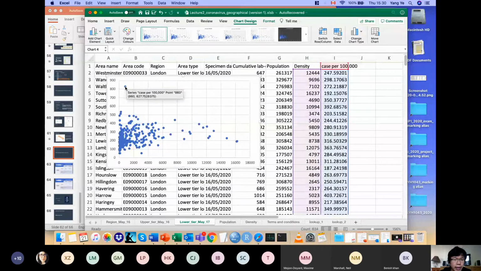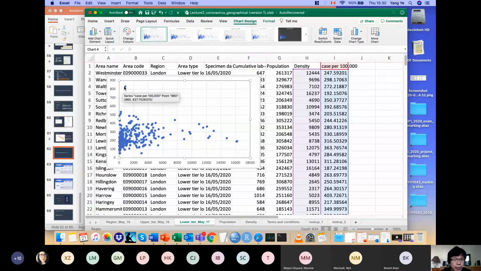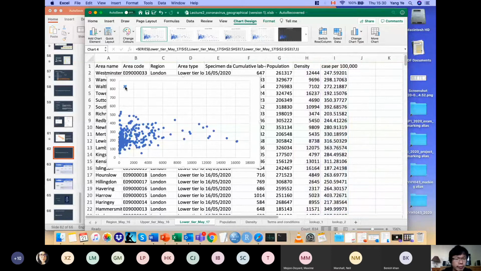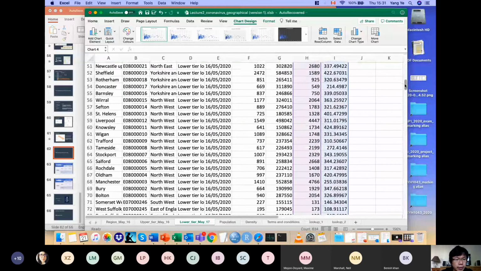Again, there is an outlier there that has very low density and a very high number of cases per 100,000. Let's look at what that area is, right? Because I'm curious. So it's at 0.860. We could try to label it, add data label from the name, but I'm not going to do that. I'm just going to go to 860 to see which one it is.